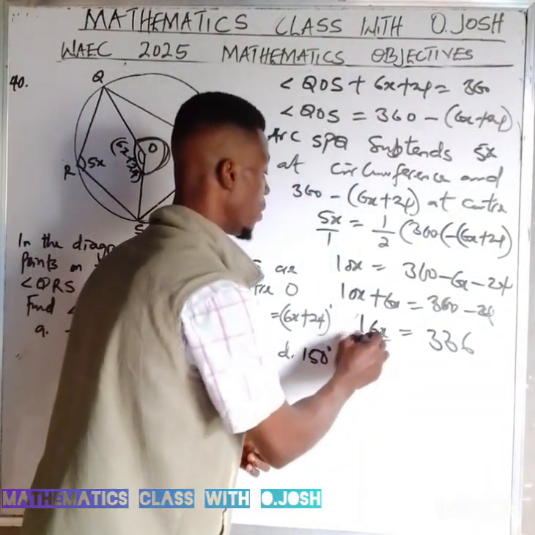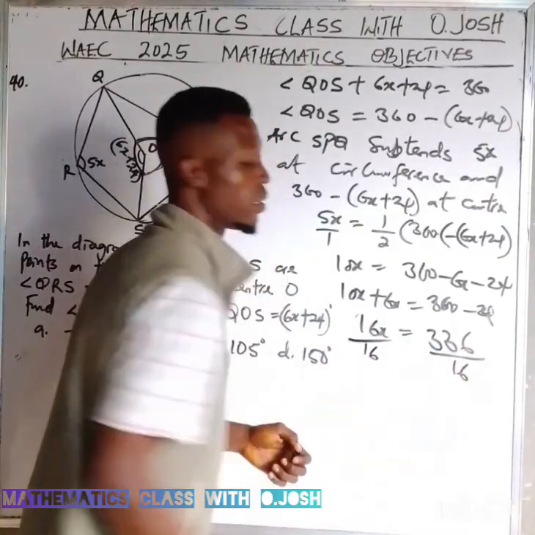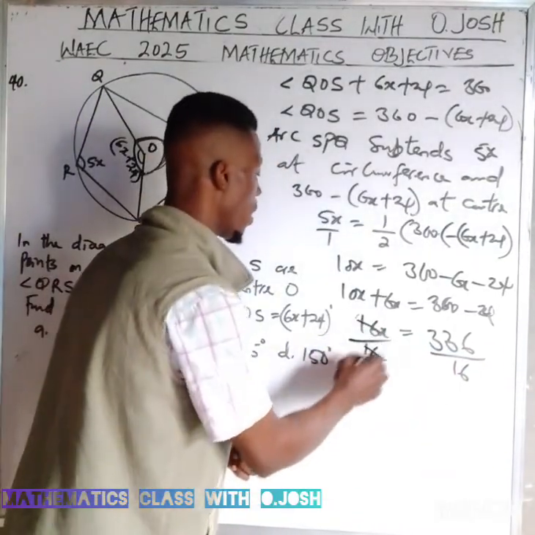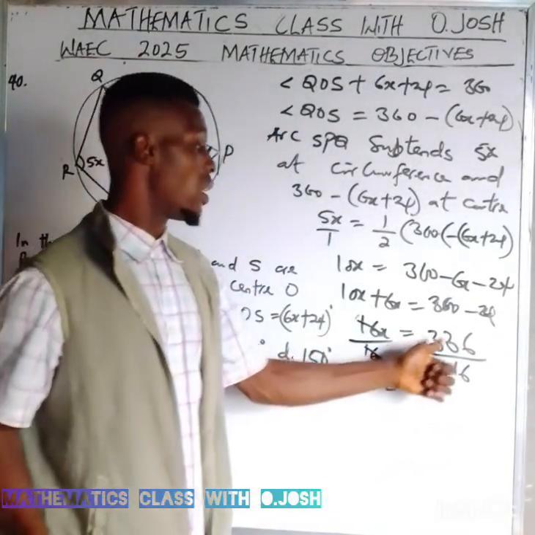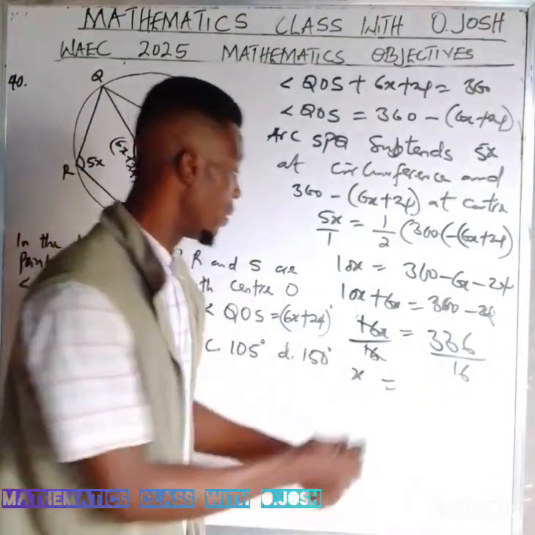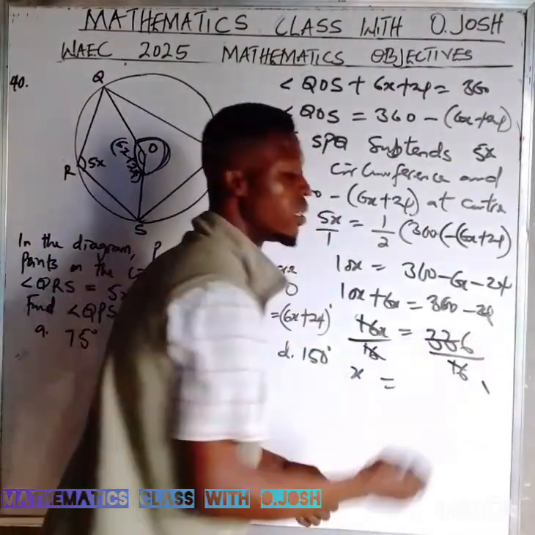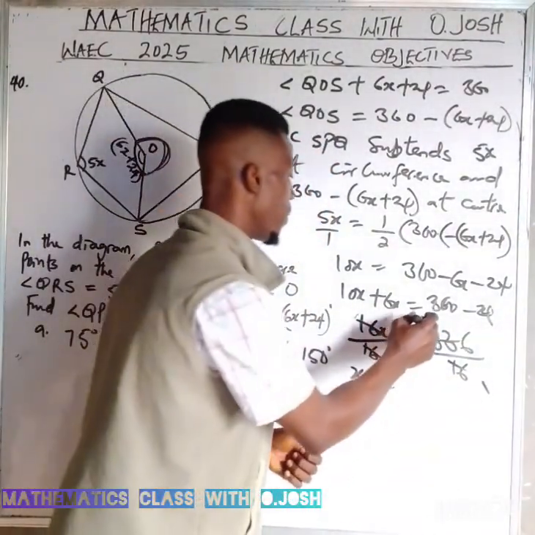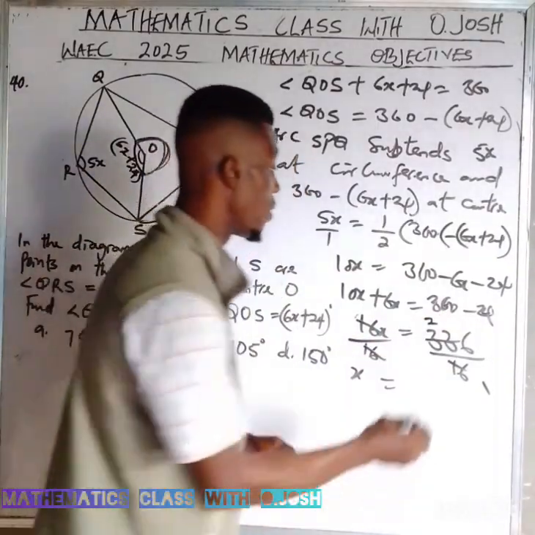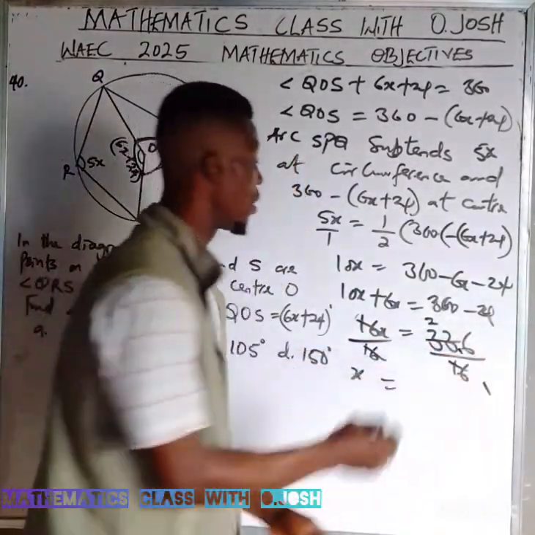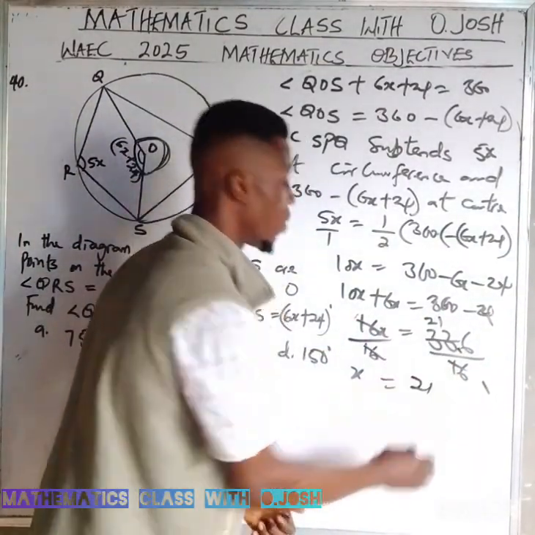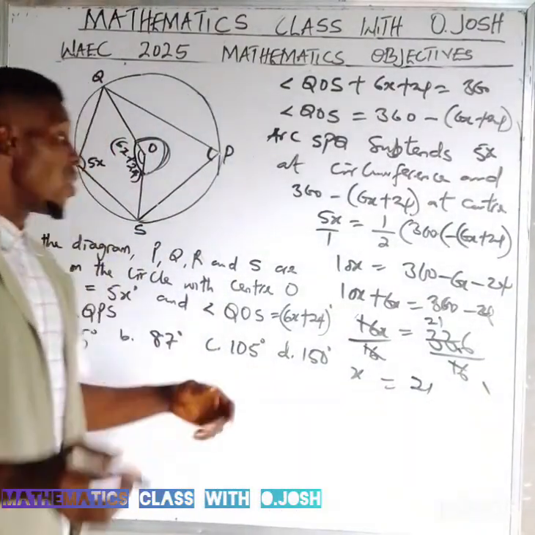Then from here we're looking for x. Divide through by 16 on both sides. So x equals 336 divided by 16. Let's see. 16 goes into 33 two times. Remember that 1, put the 1 here. 16 goes into 16, that's 1. So x equals 21. Now we have gotten the value of x to be 21.